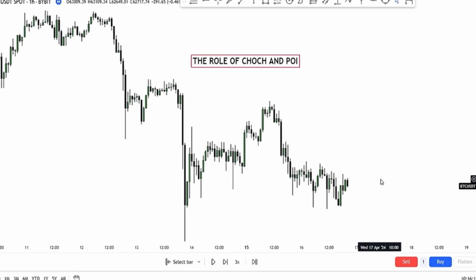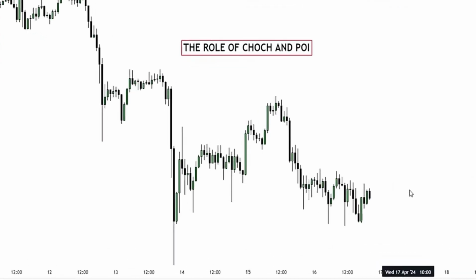Question yesterday: why do we need a confirmation when price finally trades back to our point of interest before we enter the trade? Now, this is a very, very valid question. And if you are able to answer this question correctly, guys, then you will truly be profitable in this market.